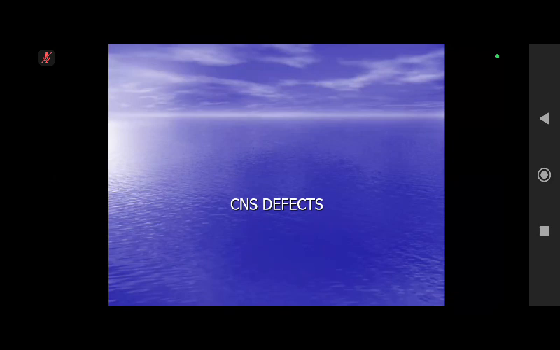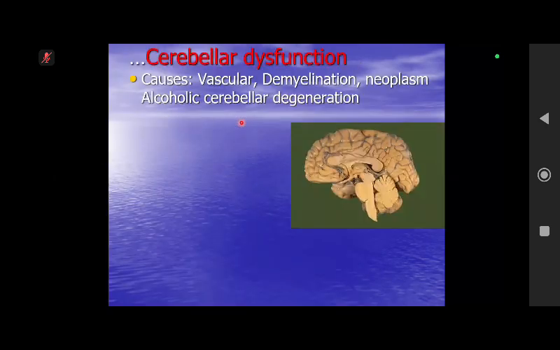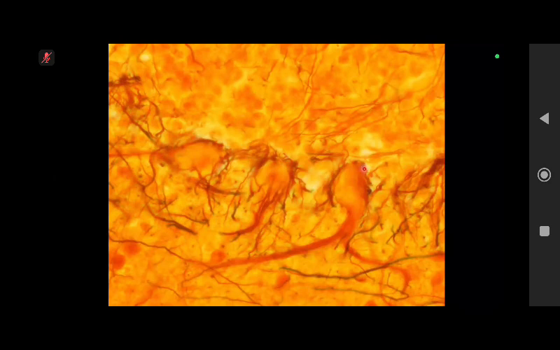The Purkinje, let me just go back and show that particular picture you had seen before. If you notice here, this is the cell body of the Purkinje. Around this cell body of the Purkinje, you have these dark structures. These dark structures are terminal dendrites of the basket cell.